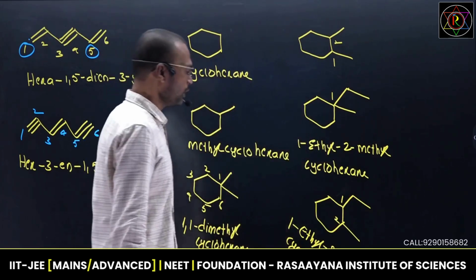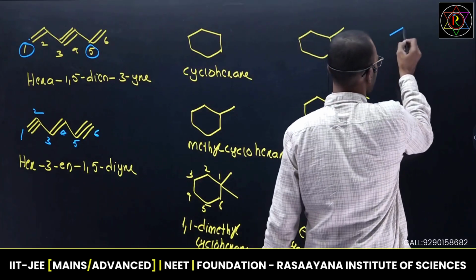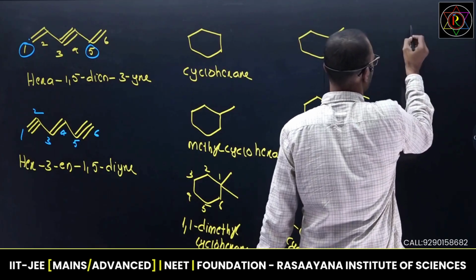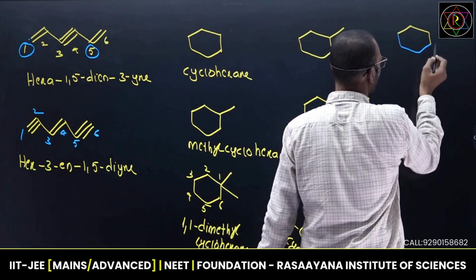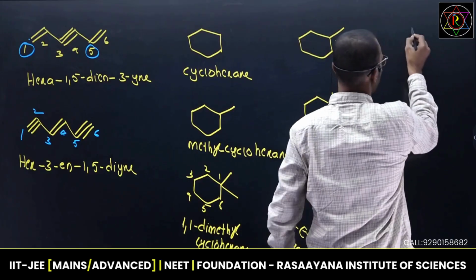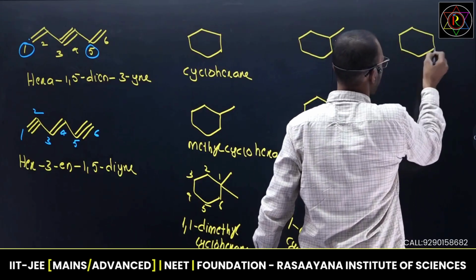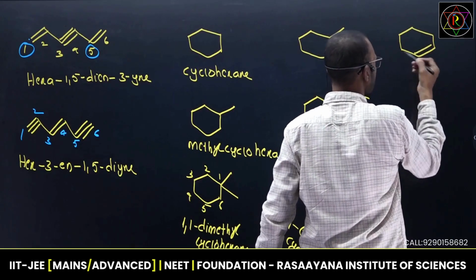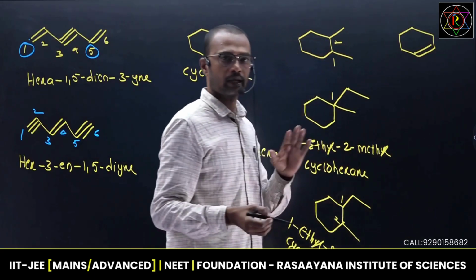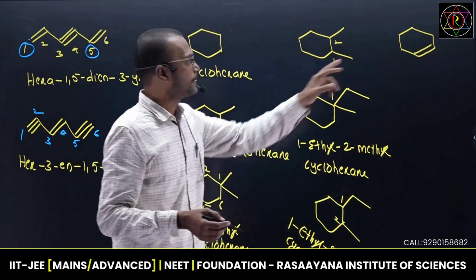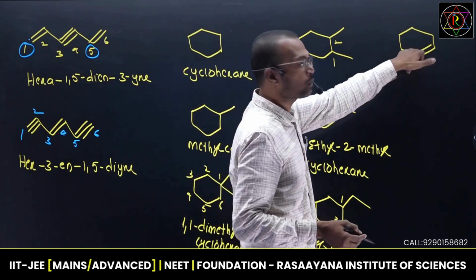But whenever a double bond is present, the molecule carries a double bond, and you always give the name directly from the double bond. So this is the starting point: cyclohexene.